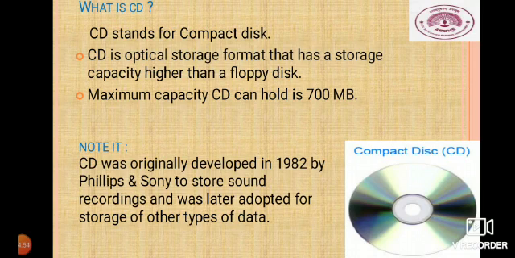The disk is made to rotate in the disk drive, and the write laser is fired on the surface of the CD. The maximum capacity a CD can hold is 700 MB. Point to be noted, CD was originally developed in 1982 by Philips and Sony to store sound recordings and was later adopted for storage of other types of data.